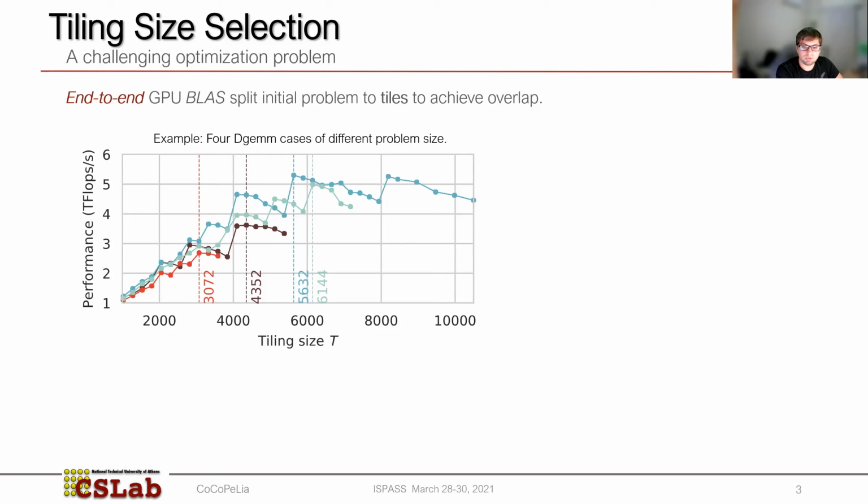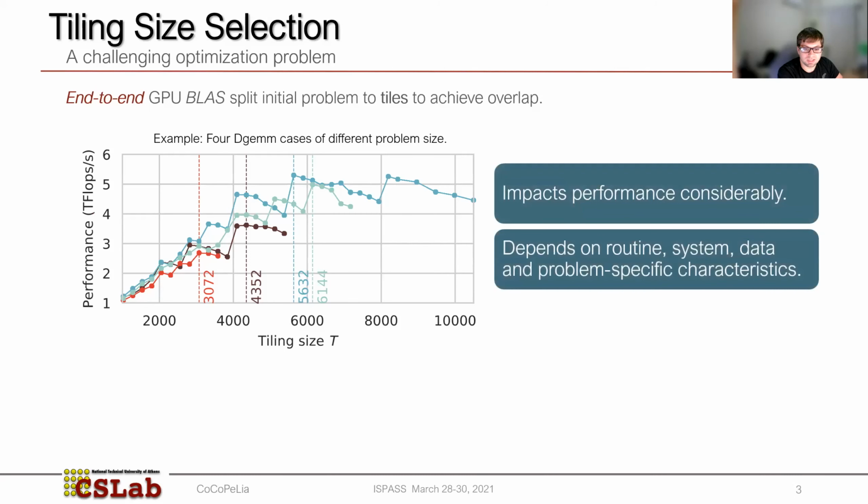The figure on the left shows the performance of 4 different dgemm problems with respect to the tiling size they use for overlap. Tiling size impacts performance considerably, and tiling size selection is a complex optimization problem which depends on routine, system, data, and problem-specific characteristics.